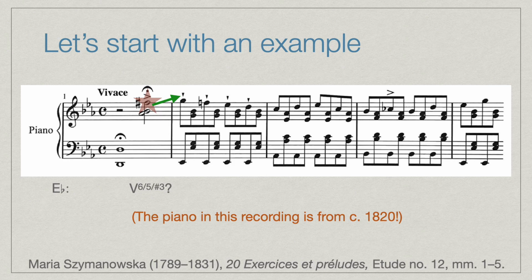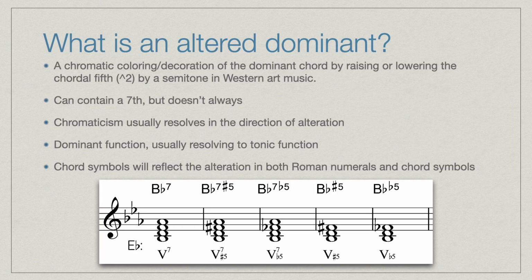So let's dig a little bit more into this compositional tactic, see what's going on. Altering the dominant chord really just involves the fifth of the chord, or scale degree 2. This can be accomplished by raising or lowering that pitch for an aesthetic sound on an otherwise functional harmony. The chords may or may not contain a seventh factor, doesn't have to, but the chromaticism is almost always going to resolve in the direction of the alteration, just as our F sharp did in the previous example.